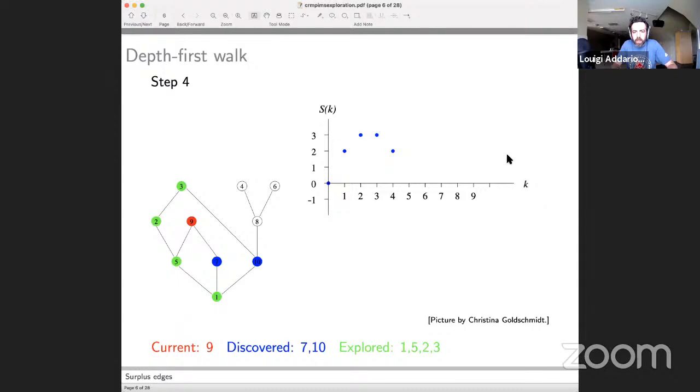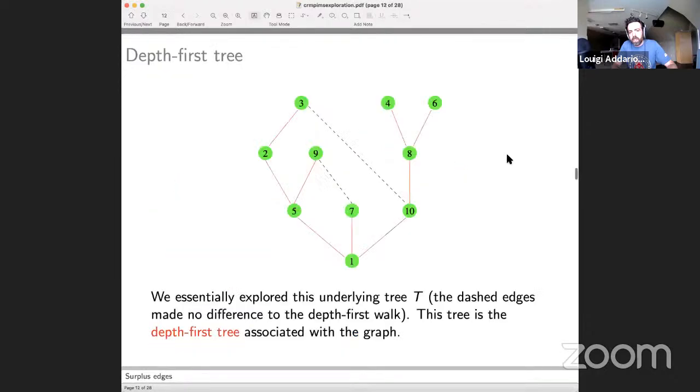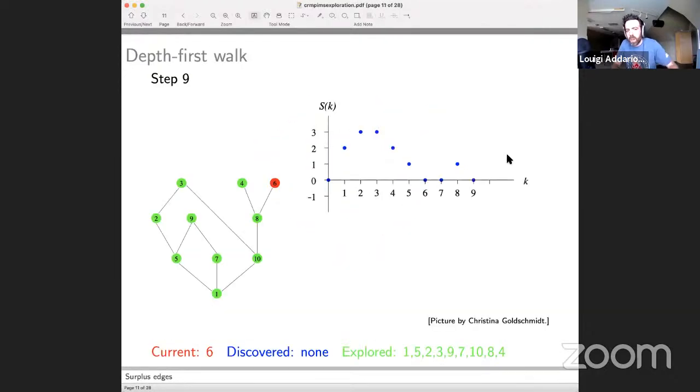The queue length goes down by 1. When we explore 9, likewise, it has neighbor 7, but that was already discovered. So nothing new is added to the discovered vertices. 7 has nothing interesting going on. Now the current vertex is 10. We discover 8. It has 2 neighbors, 4 and 6. We explore 4. And when we explore 6, the walk will hit -1. So this is the process we've seen before, just applied to a single component.